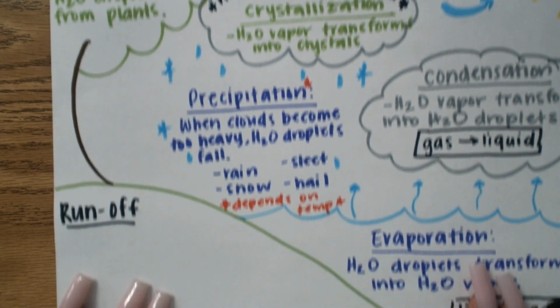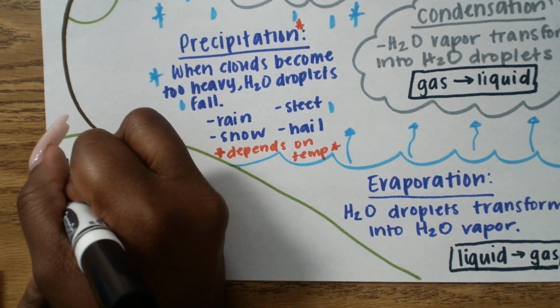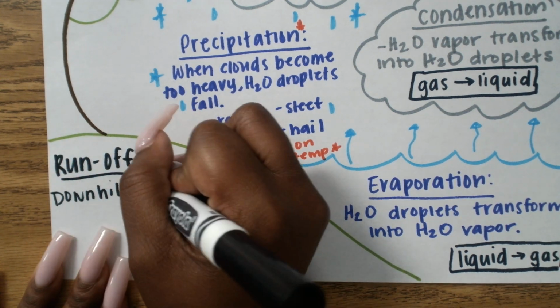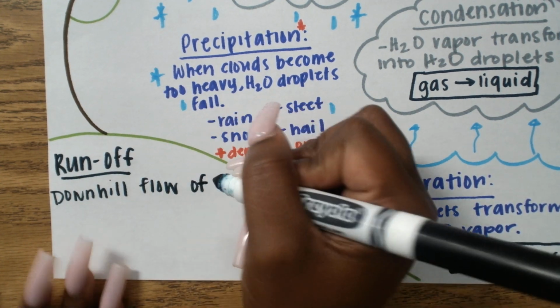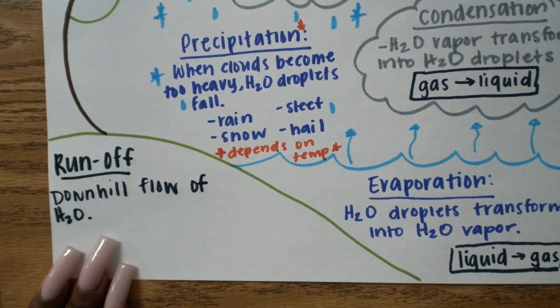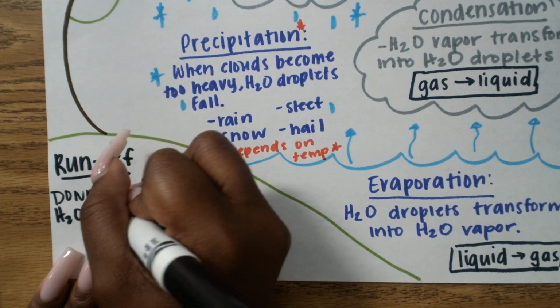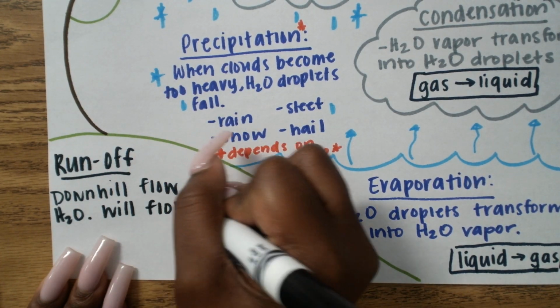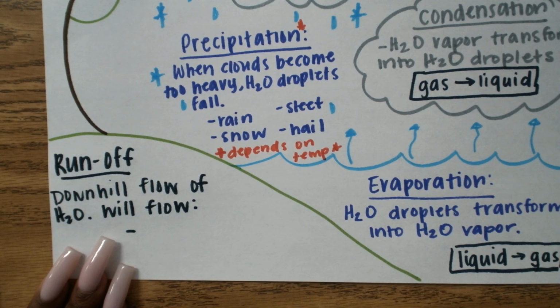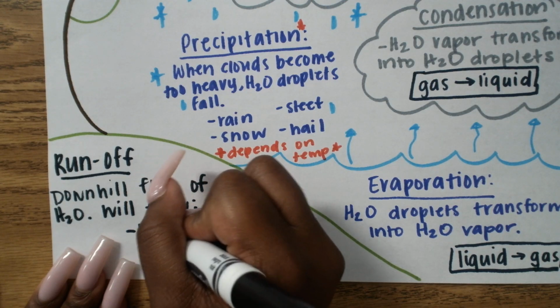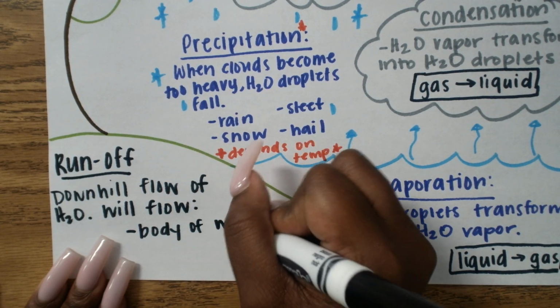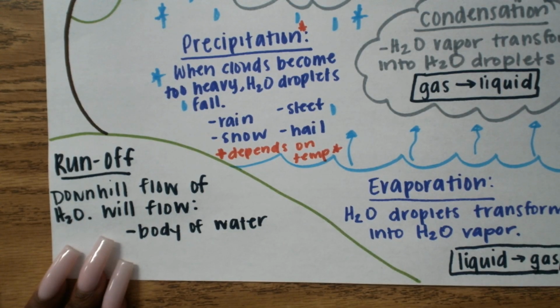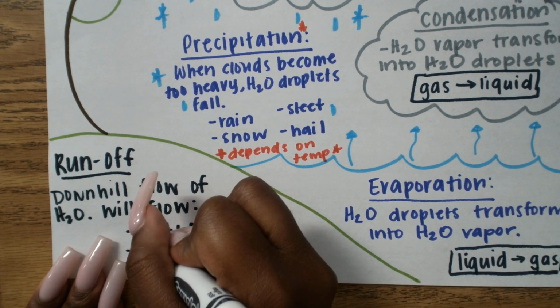All right, what is runoff? Runoff is just the downhill flow of water. It will flow in two places. One of them is a lot of places, but two main places. The first one's a body of water. And that includes rivers, lakes, streams, ponds, puddles, anywhere where water is accumulating. And the second one, obviously, is back into the ground.